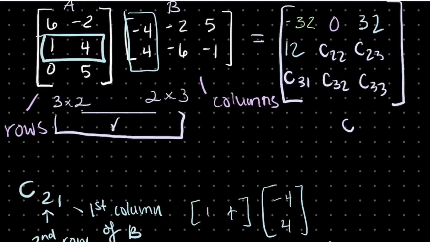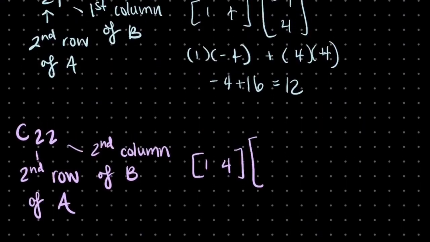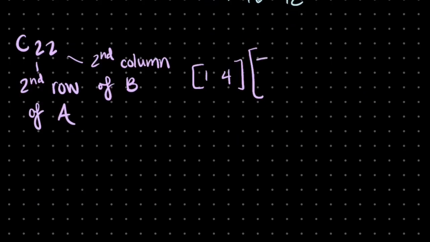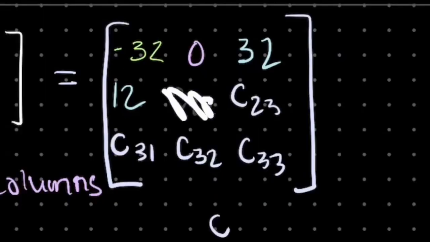The row is still 1, 4. We haven't moved rows, but we did move columns, right? So we're still in row 2, but now we're in column 2. Column 2 is going to be negative 2, negative 6. Now when I do my calculations, I'm going to do again the first of the row times the first of the column plus the second of the row times the second of the column. So that'll be negative 2 plus negative 24, which is negative 26. So we will add in negative 26.